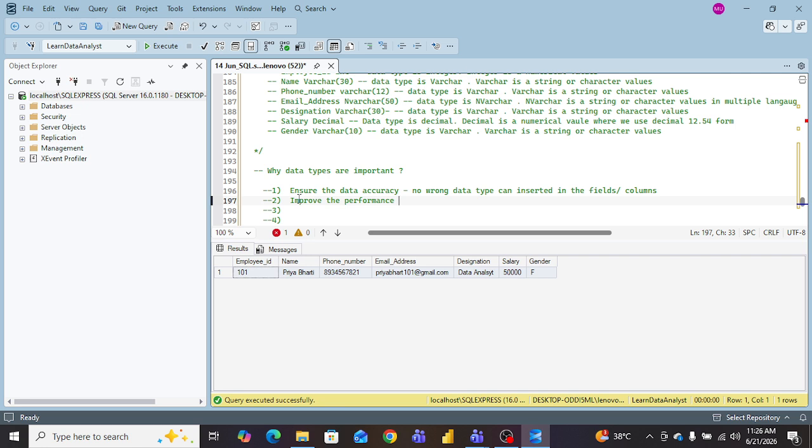Again, the same example, you can quickly make a tea for me. Okay, that's fine. Now, third is save the storage.